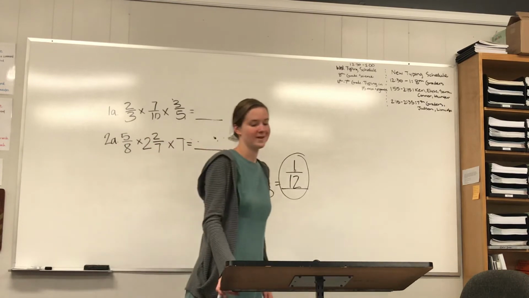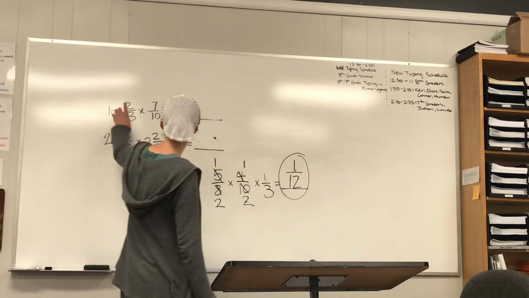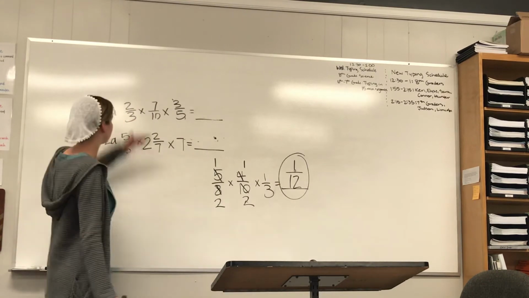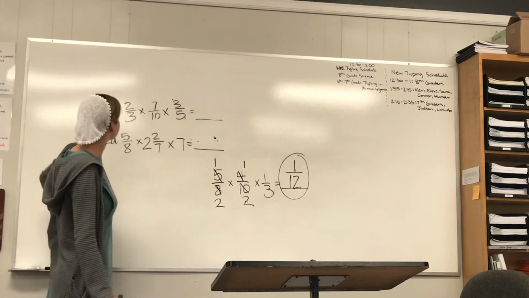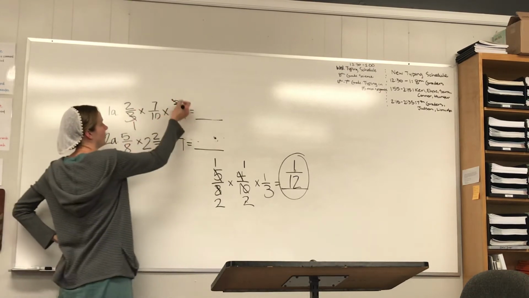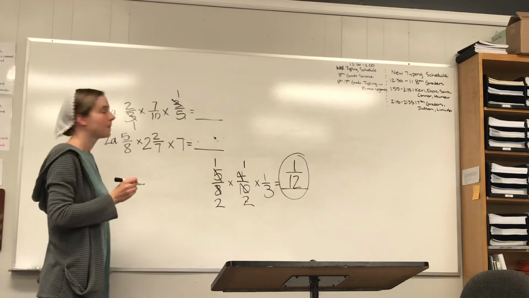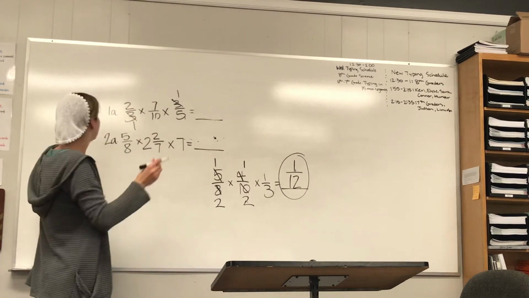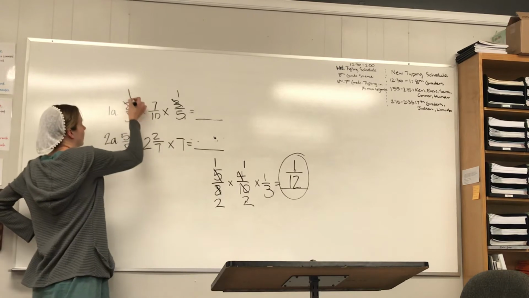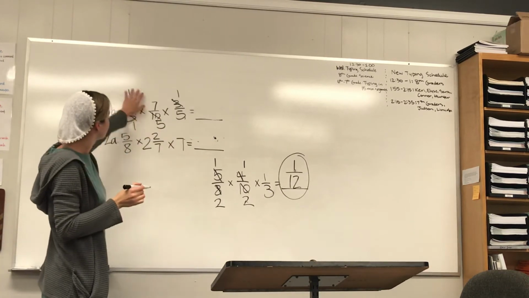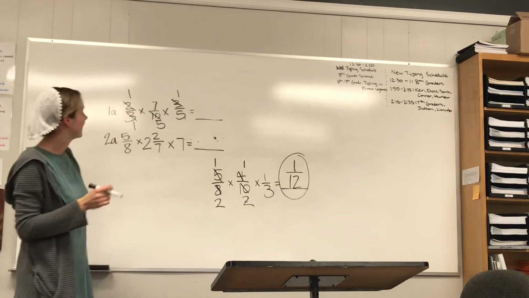We're going to do 1a. 2/3 times 7/10 times 3/5. Look at our numerators, look at our denominators. Where can we cancel? Well, I'm seeing we can cancel 3 and 3. I also see that we have 2 and we have 10. So 2 can go into both, so we're going to cancel there. Now if you look at your numerators and your denominators, we cannot cancel anymore.